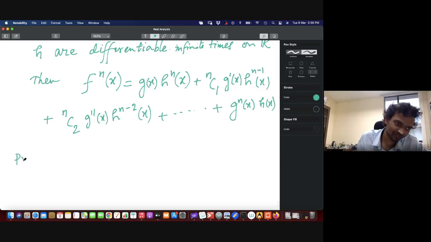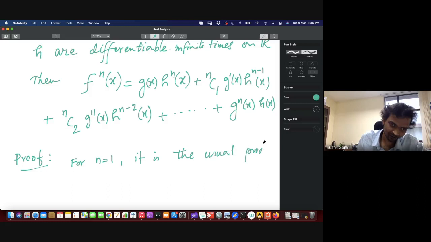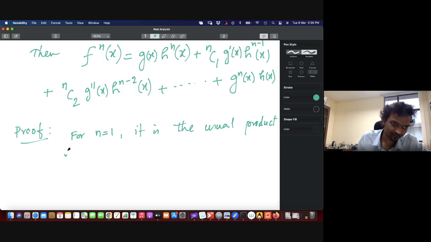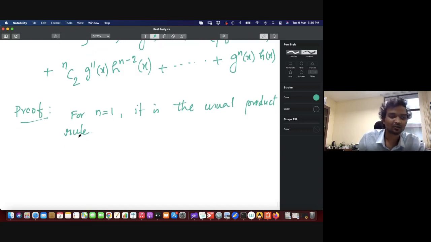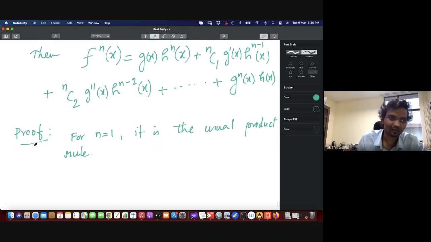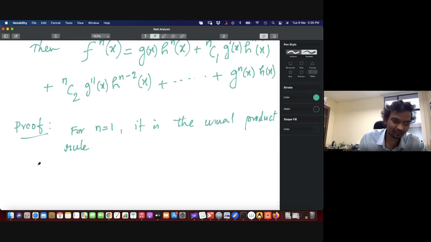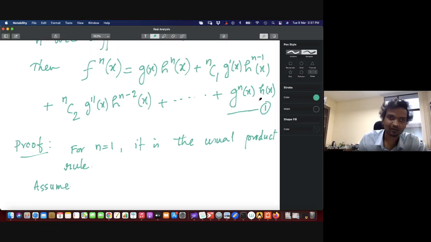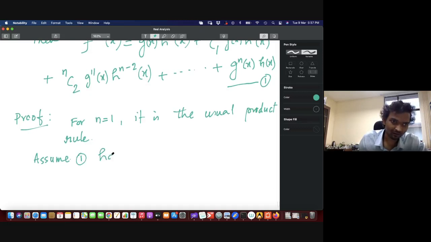So the proof is for n equal to 1. For n equal to 1, it is the usual product rule. So the important thing is only the induction step. Those who are not comfortable, I suggest proving it by themselves. This is very easy. Assume, let me call this 1, that 1 holds for n equal to k.